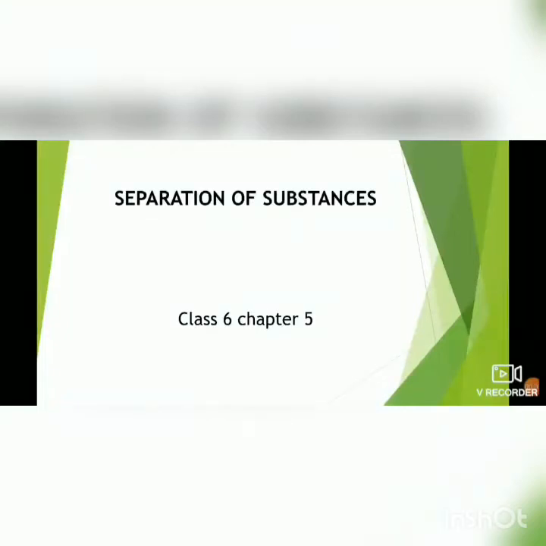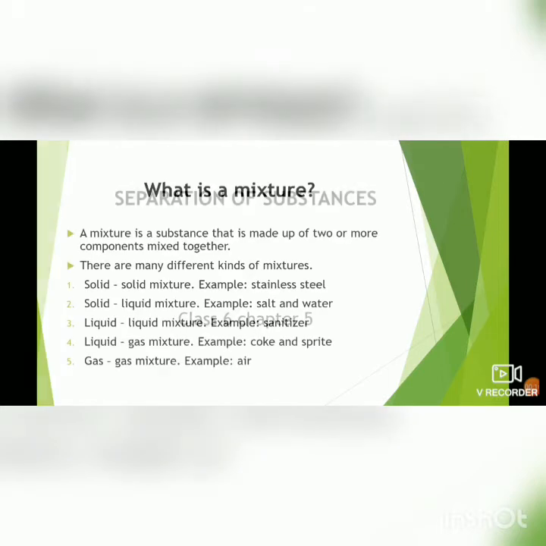Good morning, class 6. We start with a new chapter, chapter 5, separation of substances. When do we separate a substance? When two or more substances are mixed together, then we need to separate a substance. This substance, which has got two or more components mixed together, is called a mixture.